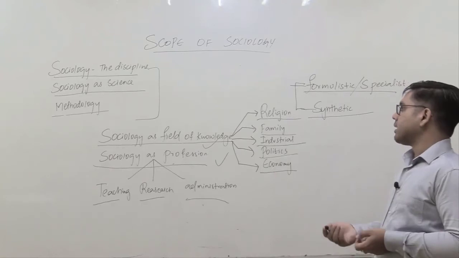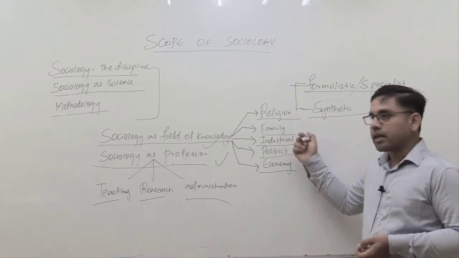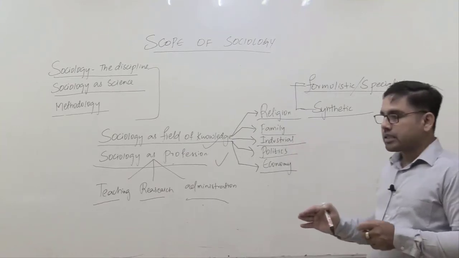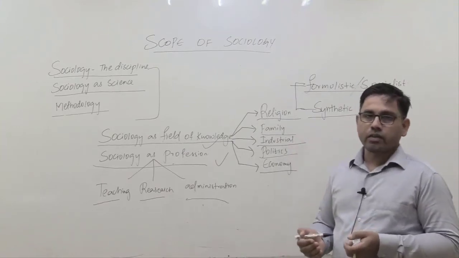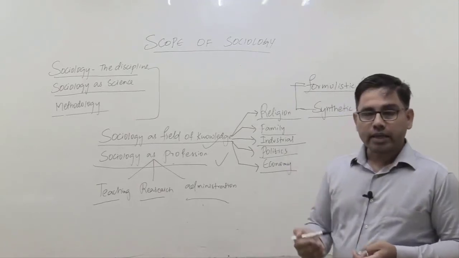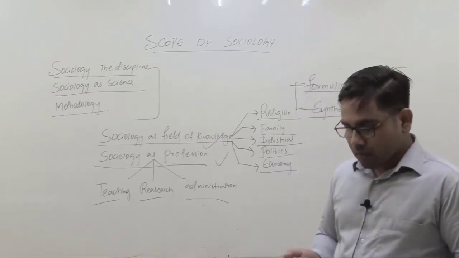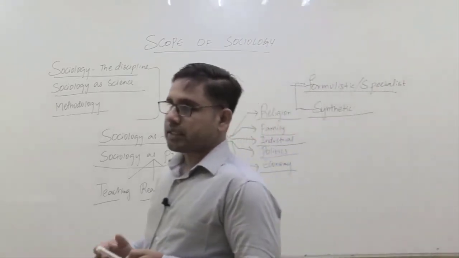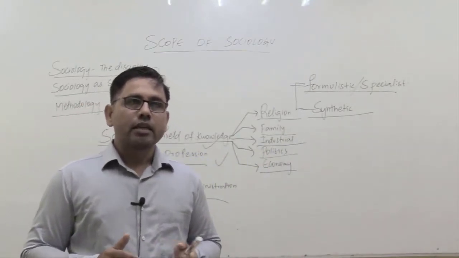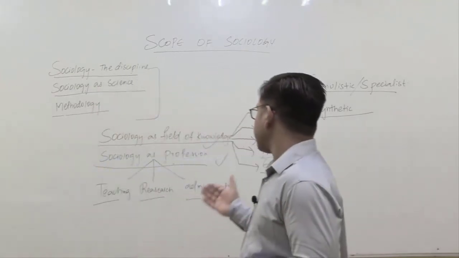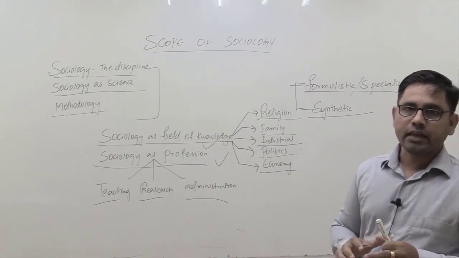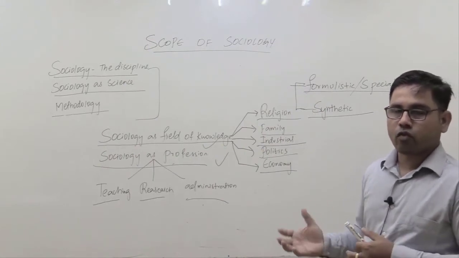a number of branches. Like it may lead to sociology of religion, it may lead to sociology of family and marriage, it may lead to industrial sociology where workers' relationship with management is being analyzed, then it may lead to sociology of politics or political sociology, then how sociological influences create an impact on our economic interaction. It may lead to the emergence of another discipline known as economic sociology. That is a different discipline. These are different related areas within the scope of sociology.